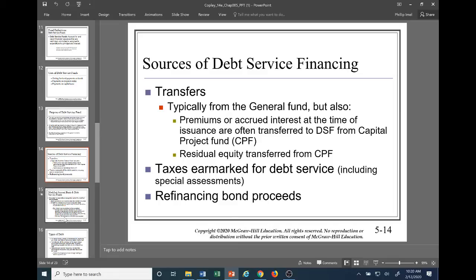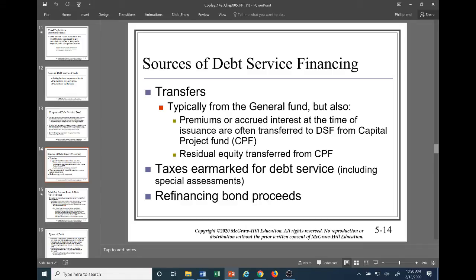It puts the money where it really should go anyway, because there's usually a direct relation between debt and capital projects, since it's usually done through the issuance of bonds. So it makes sense. That's why we throw any of the premiums, accrued interest, or residual equity from the capital projects into it. But where does most of the transfers come from for a debt service? The general fund. But it can also come from where? Capital projects, right.